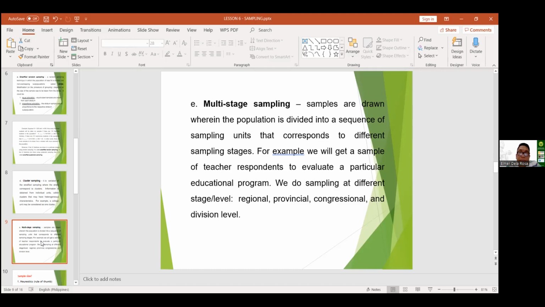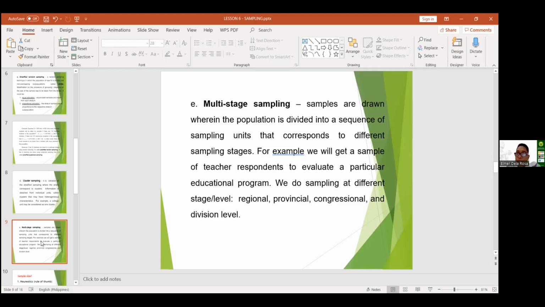So how do we do that? We do it at different stages. Regional. So, ang gagawin ko, maaaring magrandom ako sa regional level. Pero pwede ako mag-set ng criteria like NCR is a must. And 6 other regions will be randomly selected. Meron akong regions 1 to kung ilan tayong region.